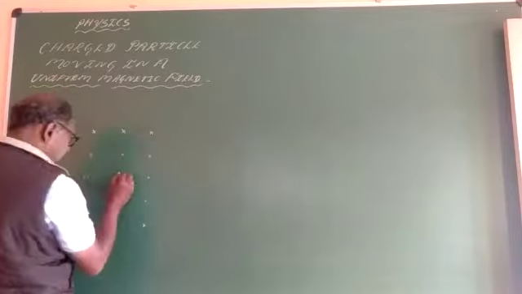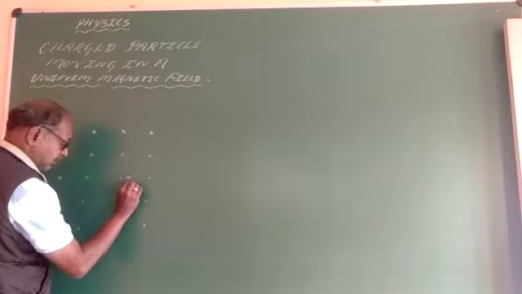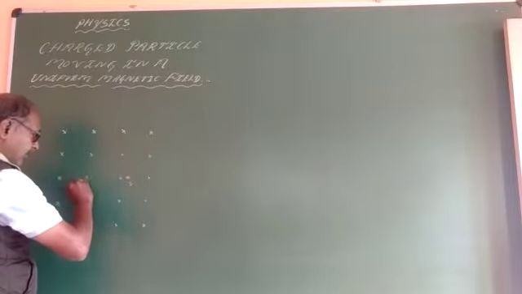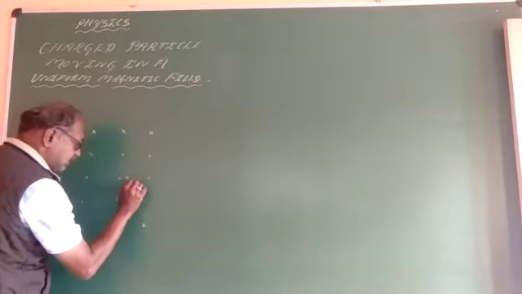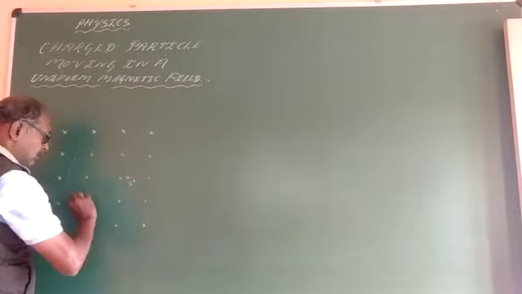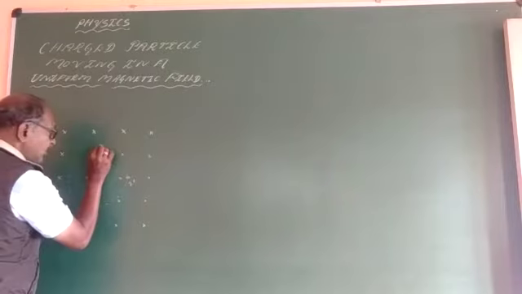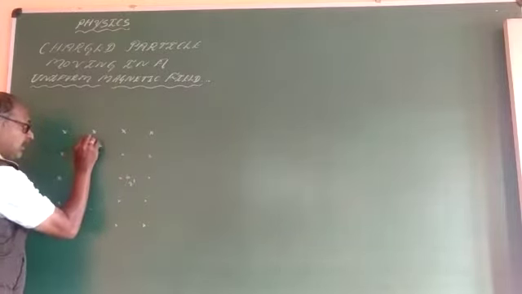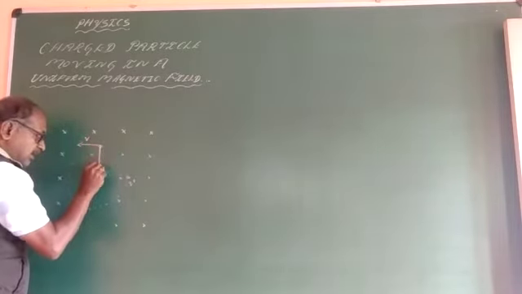So here is the charged particle Q. Q is the charged particle, and it starts rotating in this way. So this is Q plus. When Q is here, its velocity is like this, velocity V, and the force which is applied is in the downwards direction.